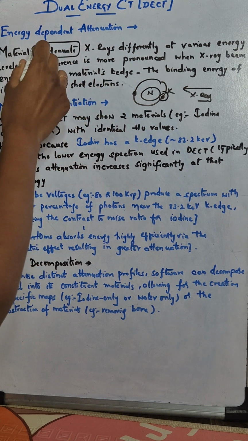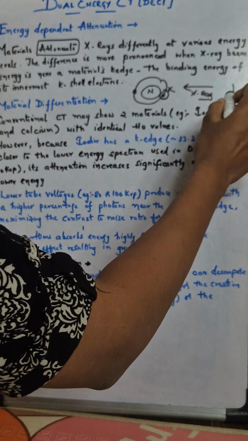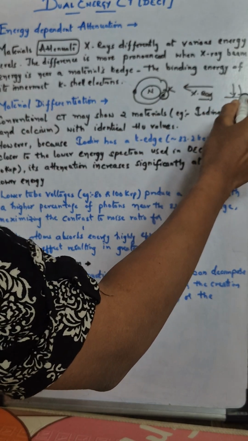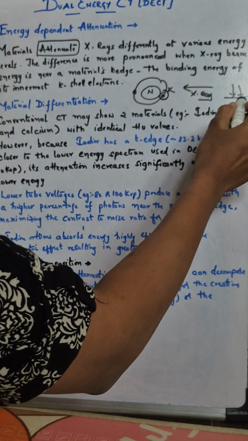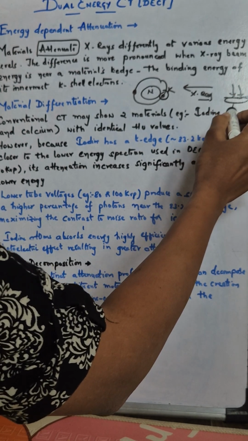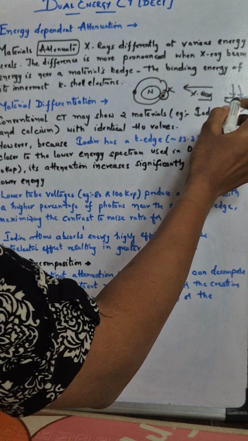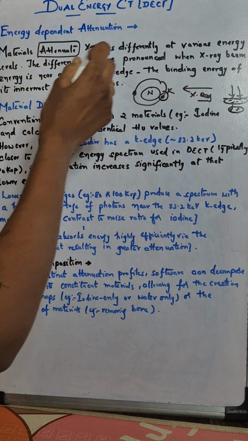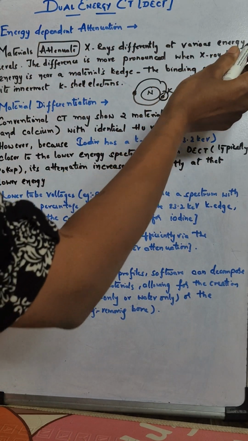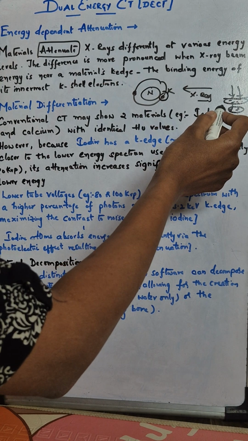What is attenuation? Attenuation is a process where, when X-rays are passing through a material, the intensity of the X-ray beam decreases because some of the X-rays are absorbed. So materials attenuate X-rays differently. This material attenuates X-rays differently at different energy levels.